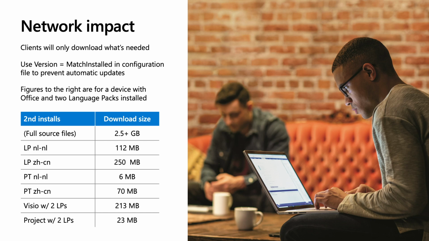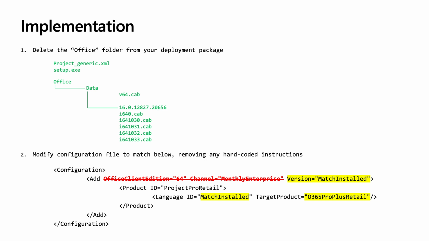The following slide gives you an overview of some of the sizes. So for language packs, the download is somewhere between 100 and 250 megabyte based on the language. For proofing tools, it's somewhere between 5 megabyte and 100 megabyte, again, based on language. Adding Visio in 2 languages is about 200 megabyte. One language is around 100 megabyte. Project, if there are 2 languages already on the box, in my test was actually 23 megabyte.